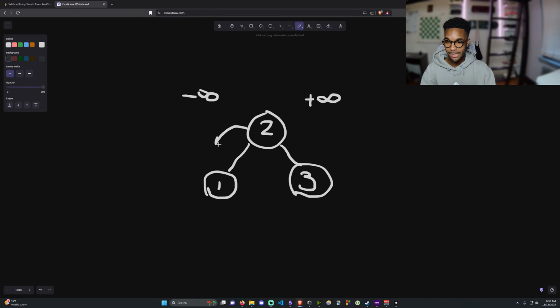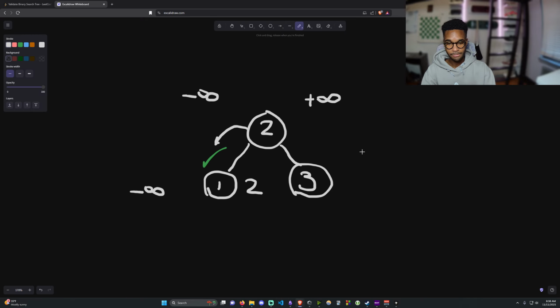But when we go to the left-hand side, what happens? The lowest bound still stays the same at negative infinity, but for the higher bound, what's the highest possible value that this node can be? It's 2. And remember these ranges are non-inclusive, so it can't be equal to 2. It has to be less than the highest bound, but greater than the lowest bound. So is 1 in between these two ranges? It is. 1 is between negative infinity and 2. So this is valid. And we do the same thing for the right-hand side.